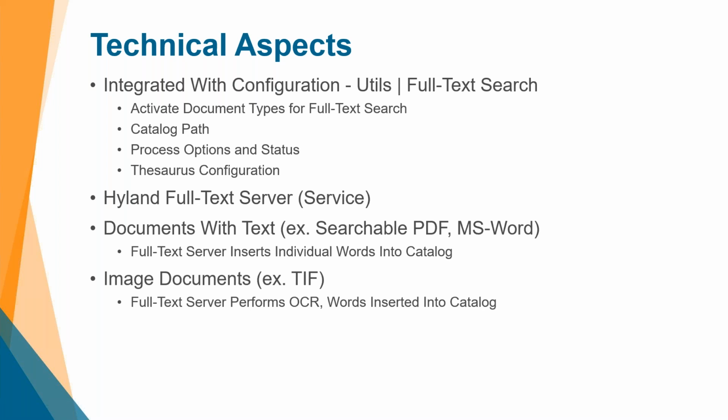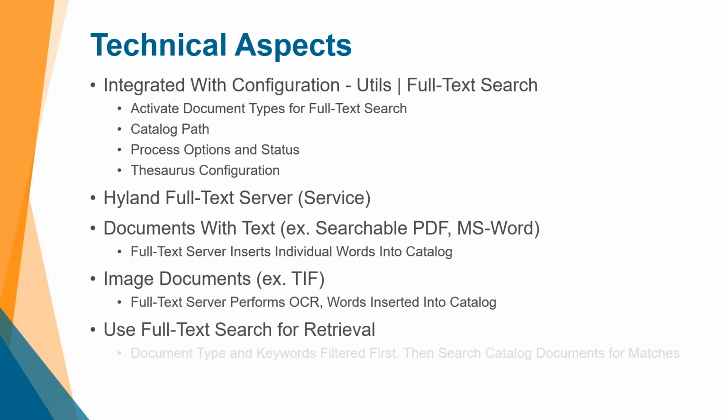But if you have image documents such as TIFF documents or just only image PDFs, the full text server is going to perform that optical character recognition. That does take a little bit of time, and that's the 20 to 30 documents per minute per core that I mentioned before, and then those words are inserted into the catalog. So that's how things get into the catalog behind the scenes, but it's all based upon that configuration of the document type to the catalog within the full text search configuration.